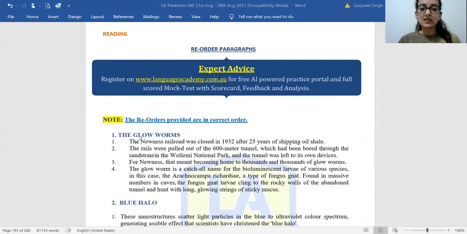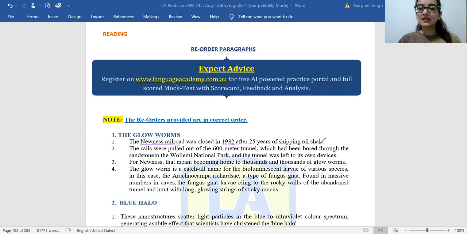So the first sentence says the Newness Railroad was closed in 1932 after 25 years of shipping oil shale. Then in this sentence, there are a few concepts that we are going to apply in these questions. The first one is when you have the full name, that sentence comes first. When we have a part of that name, that comes second. So this rule is being applied in the first one. They say the Newness Railroad, if we see N is capital, that means it's a name. So the Newness Railroad, maybe the name of some railroad, which was closed in 1932, we have a year given, after 25 years of shipping oil shale.